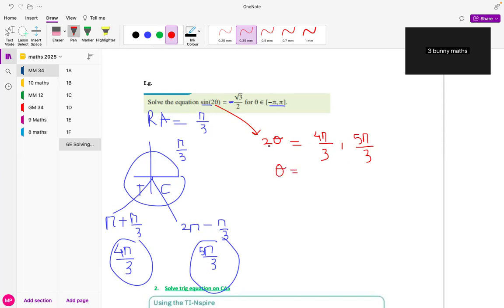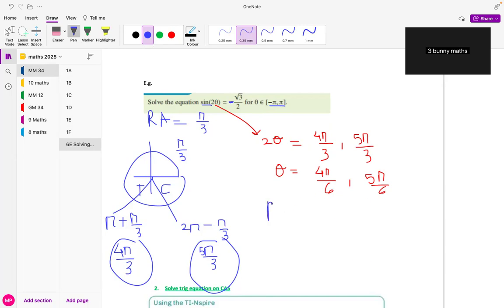To solve for theta, you're going to divide by 2. If you divide by 2, you pretty much multiply 4 pi over 3 by 1/2 and 5 pi over 3 by 1/2. So you will have 4 pi over 6, and 5 pi over 6. I'm not simplifying yet because the other solution I simplify later. Now your domain is negative pi to pi, which means there might be more solutions.